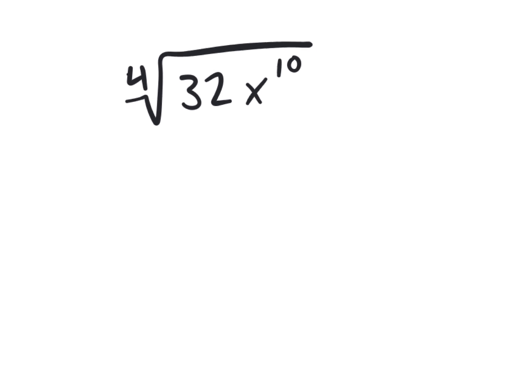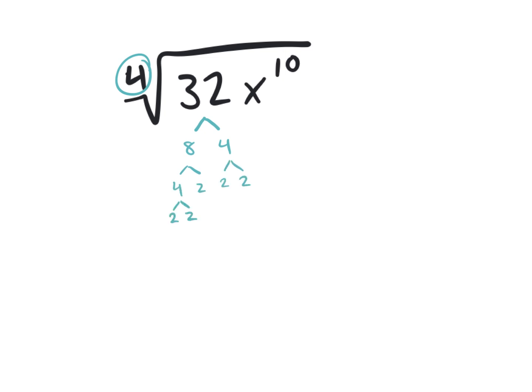So let's practice a radical one. What's my index here? 4. So that tells us we need 4 of a kind. Let's start with the number. Let's break down 32. What are 2 factors of 32? 8 and 4. What are 2 factors of 8? 4 and 2. And 2 factors of 4? 2 and 2.